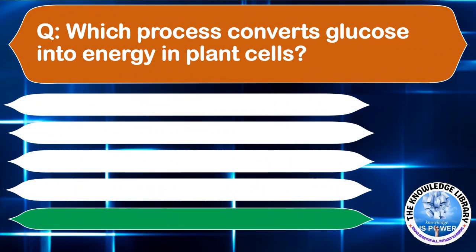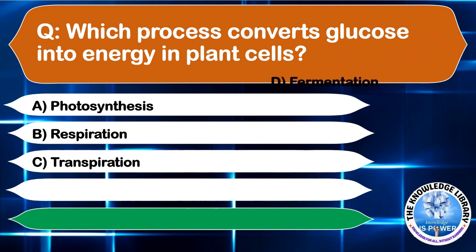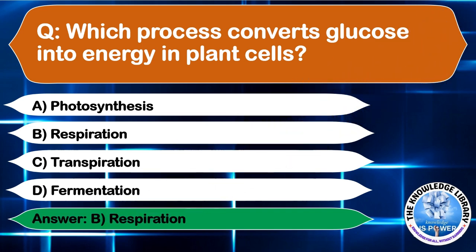Which process converts glucose into energy in plant cells? Option A, photosynthesis. Option B, respiration. Option C, transpiration. Or option D, fermentation. The correct answer is option B, respiration. Moving to the next question.